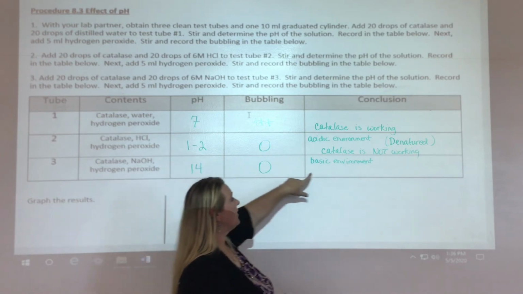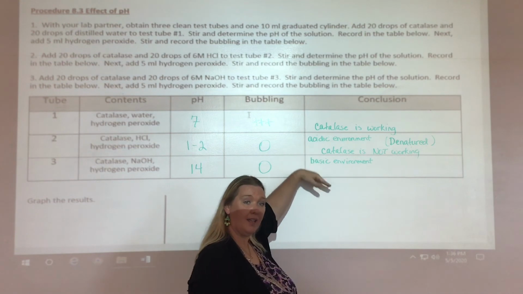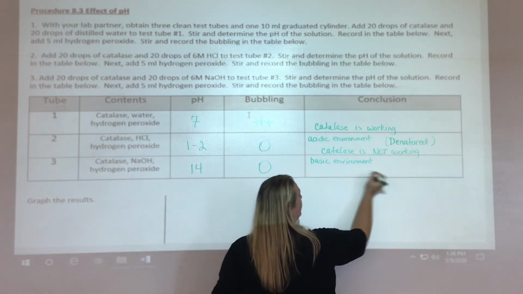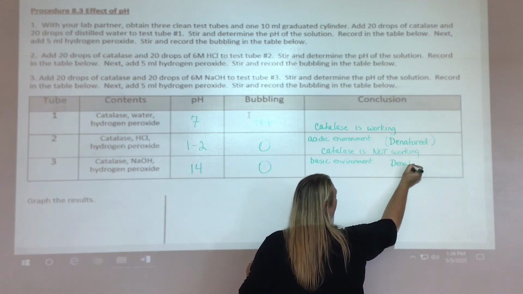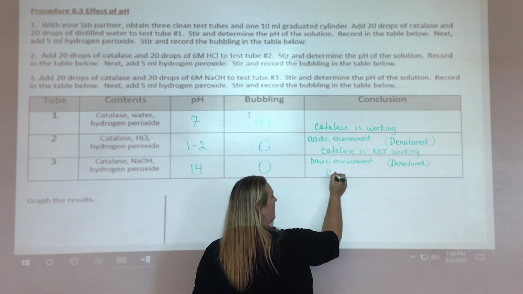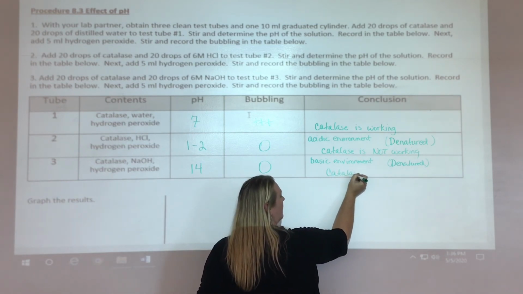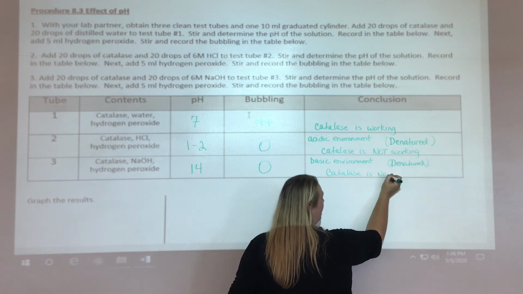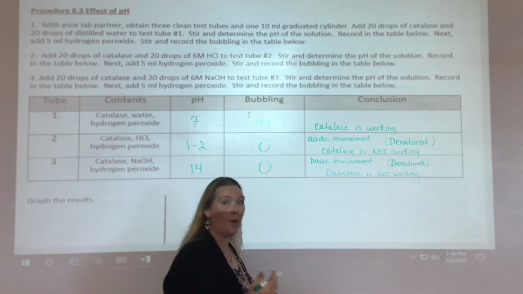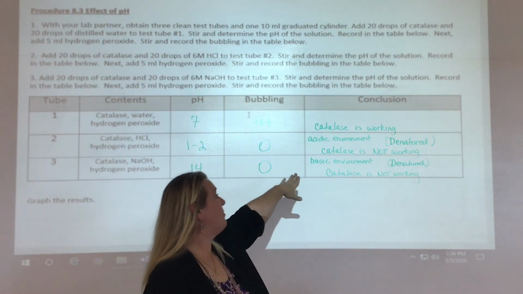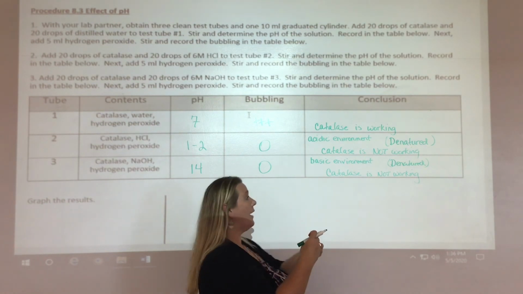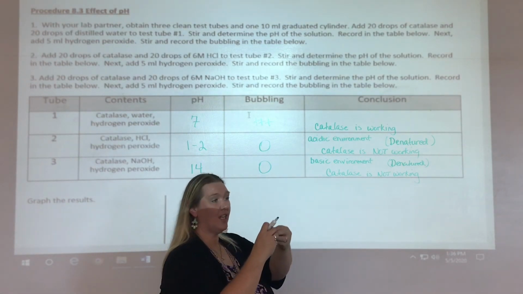Okay, it's going to do basically the same thing that we saw for the acidic. It's also going to have denatured catalase, and we saw no bubbles. Catalase is again not working, because of this basic environment. You're changing the OH concentration, and so that is also going to change the pH.